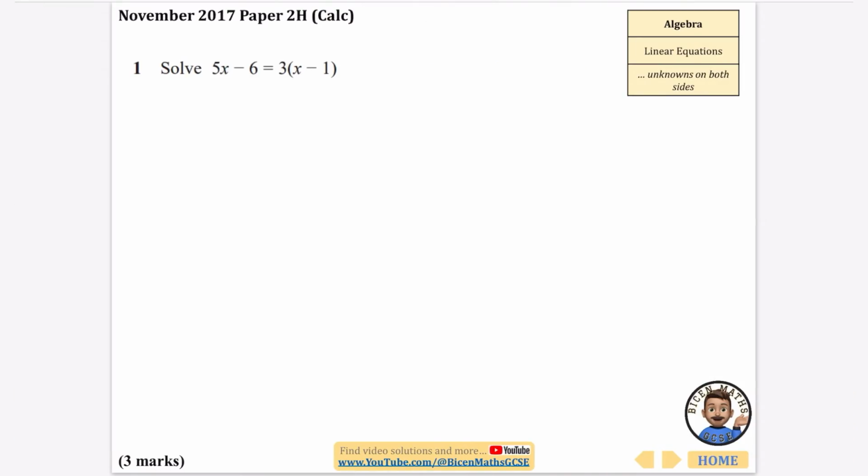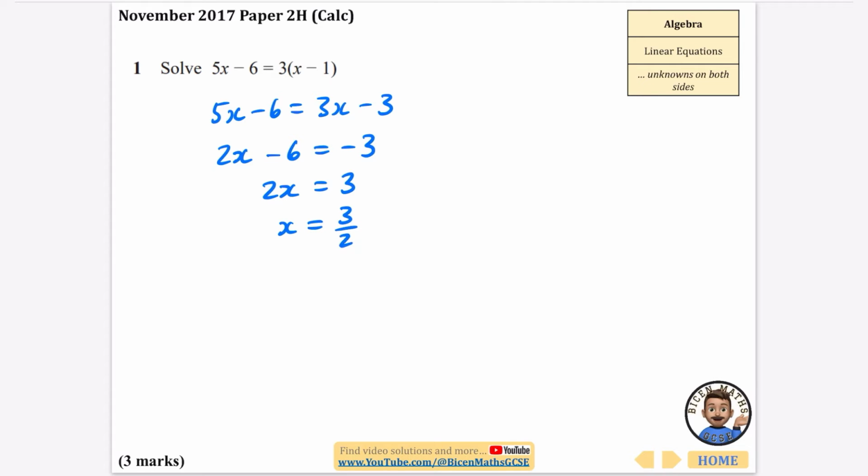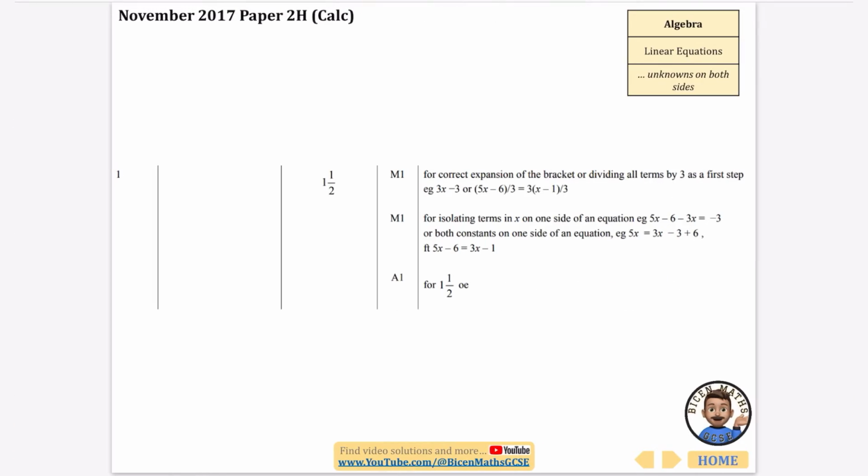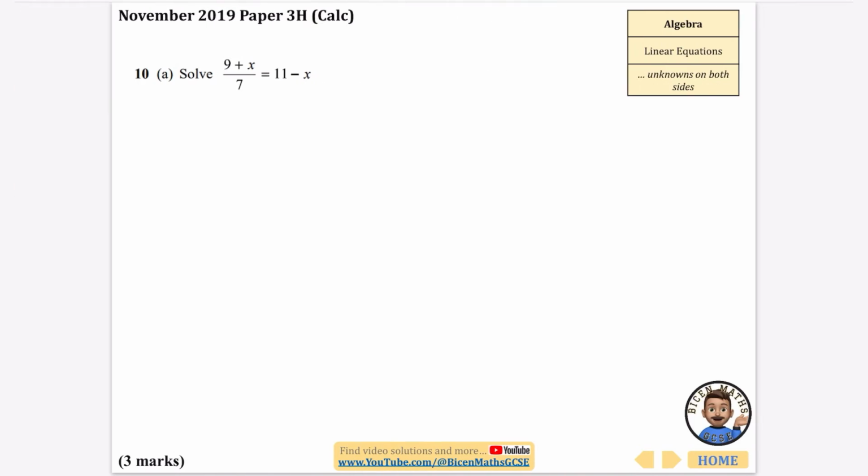Okay, we've got another linear equation with unknowns on both sides. Pretty easy, this one. We're just going to expand the brackets on the right-hand side like this. And then we're going to subtract the smaller x. So we're going to do 5x take away 3x, which is 2x. And we've still got the minus 6, which is equal to minus 3. I'm going to add the 6 to minus 3. You can always check that on a calculator, but minus 3 plus 6 is 3. And I'm going to divide by 2, and I'm just going to leave it as a fraction as 3 over 2. But of course, you could put this as 1.5 as well. So they've got it as 1.5 or equivalent. There's that OE coming up again.